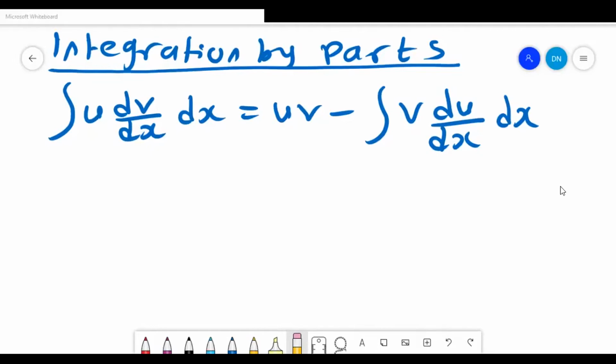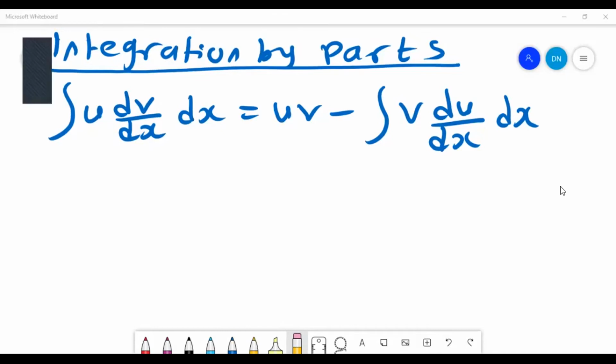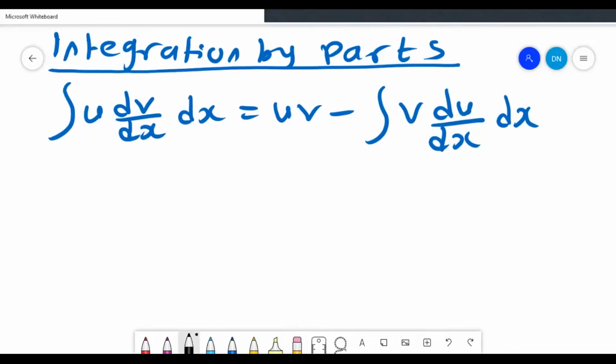We want to consider integration by parts. And what we have there is a formula that we can use when we are dealing with integration by parts. And today we want to look at an example of integration by parts. We want to look at the integral of ln of x dx.